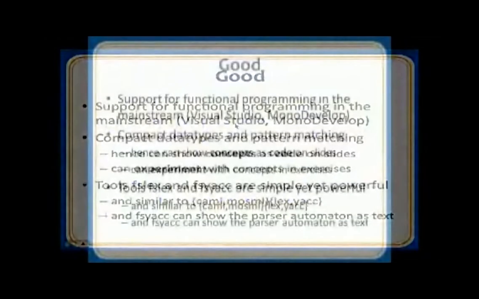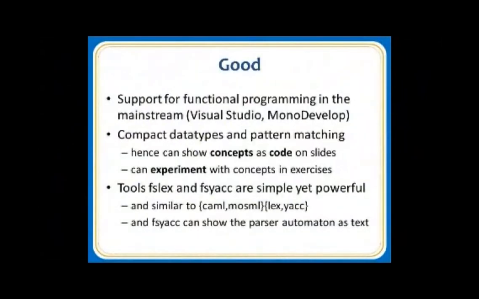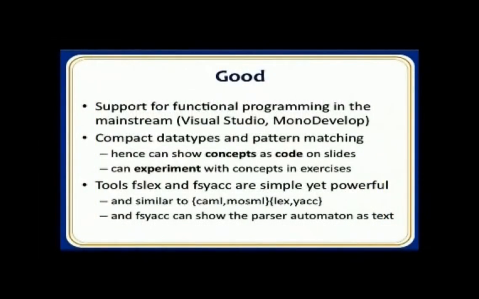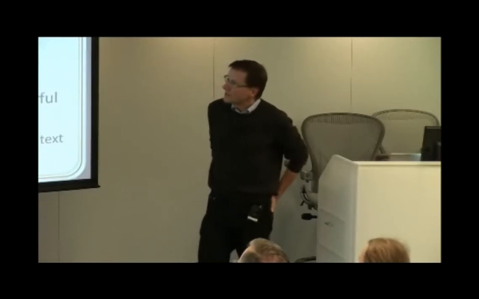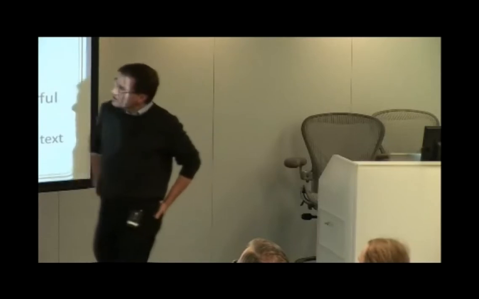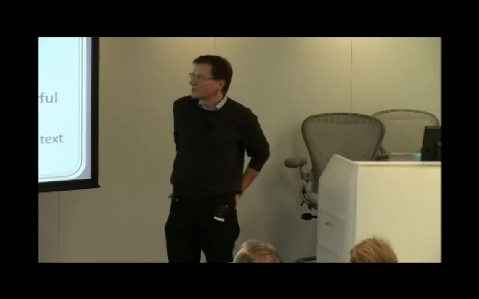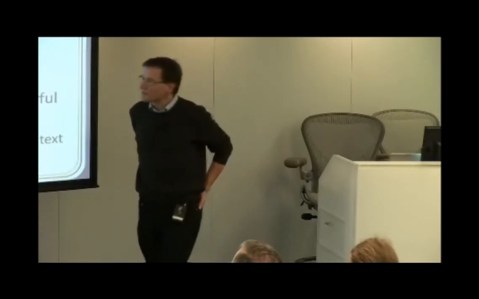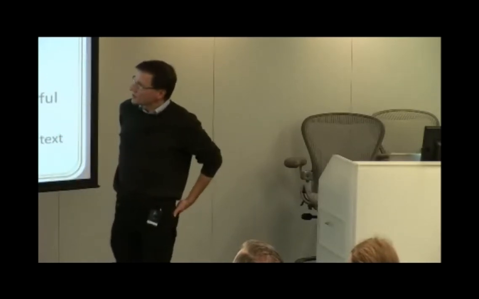Right. So to summarize a bit, the good thing is that there's support for this. F# provides support for functional programming in the mainstream now, with the Visual Studio and Mono developer maturity we have seen, and it has compact data types and pattern matching, so we can show concepts as code. You can make concepts extremely clear on slides without drowning them in curly braces and so on. And the students can experiment with these concepts in exercises simply by trying to modify these interpreters. They could do that in object-oriented languages as well, of course, but sometimes the changes would be somewhat non-local.